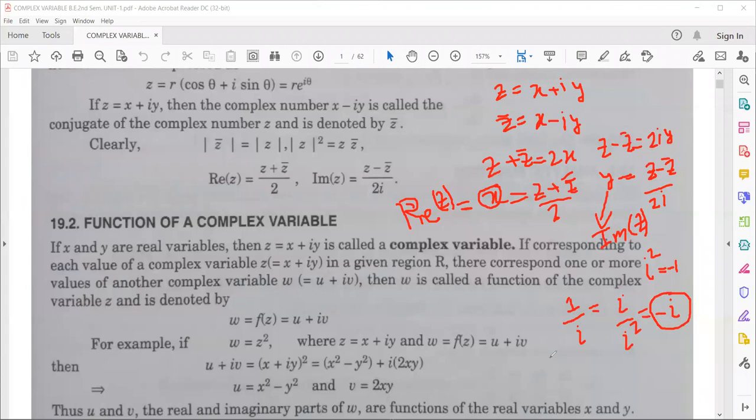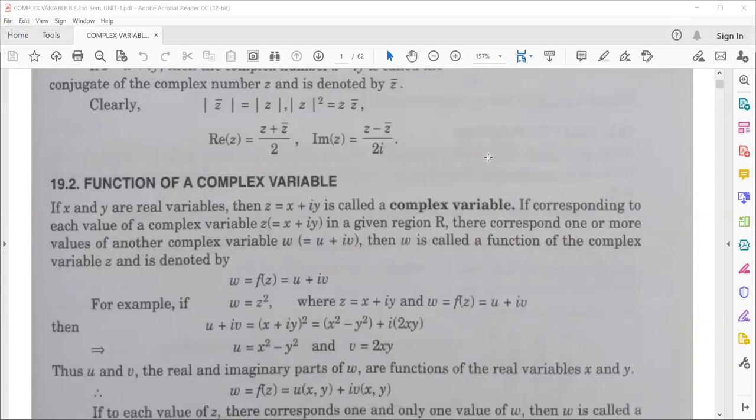Is that clear? Similarly, if I say 1 upon i cube, can you tell me what is the value of 1 upon i cube? Yes, i. Good. This is i, because this i cube you can write as i square into i. So this i square is minus 1 and 1 upon i is minus i. So negative into negative is positive, positive i. In that way you can calculate these values.